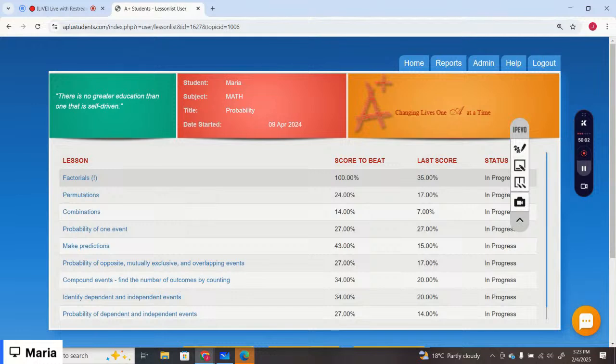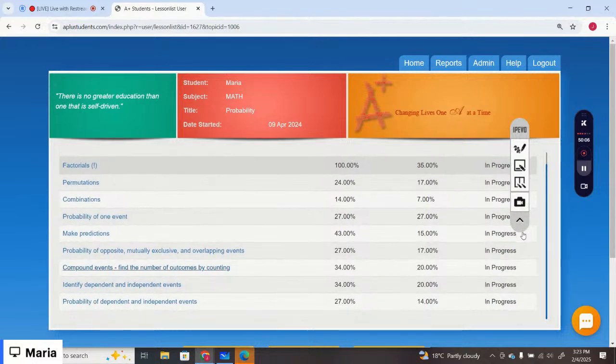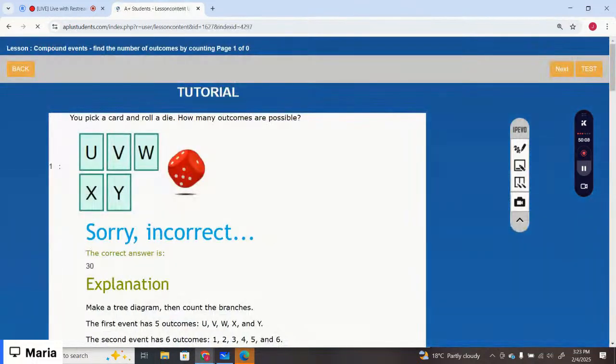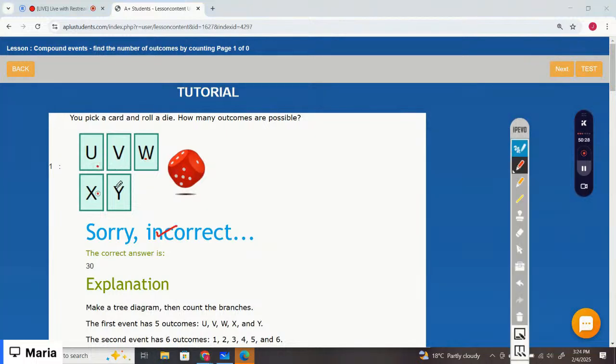The next lesson is compound events. Find the number of outcomes by counting. Compound event means you are going to combine two events, right? More than one event is a compound event. So you pick a card and roll a die. How many outcomes are possible? For the cards, you have five outcomes: one, two, three, four, five.